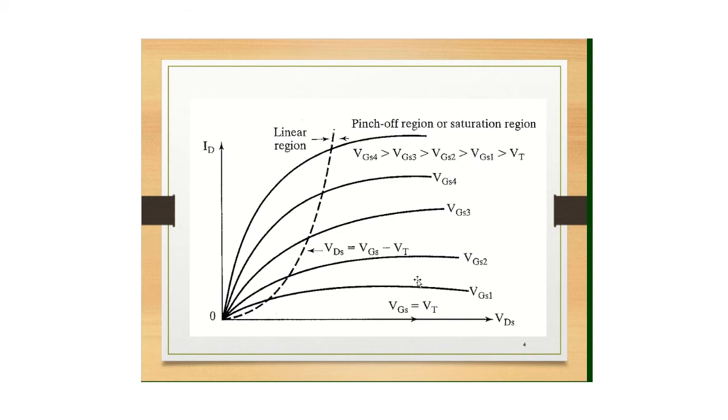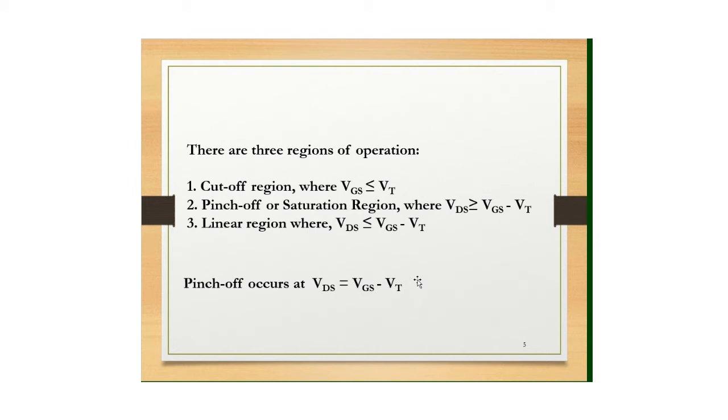All right. So these were the three important regions of operation which we already discussed in the previous class. And just to remind you, pinch off occurs at VDS equal to VGS minus VT. Okay, so that is where the reduction in the width of the channel takes place, and there is a saturation of the drain current. That is pinch off condition. So it is when VDS is equal to VGS minus VT.